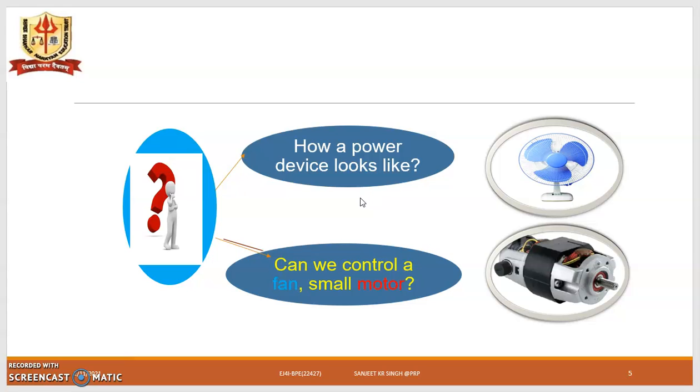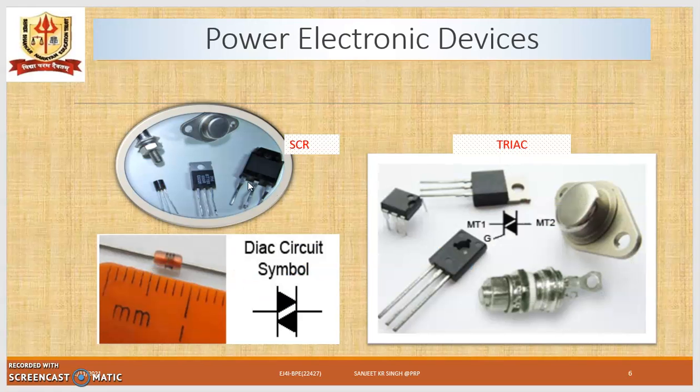Now a question may arise: how does the power device look, and how can we control a fan or a motor with the help of a power device? So here we have the power device images, some of them being SCR and triac, and the diac that is used to provide the bidirectional triggering pulse for the triac. These are the different packages of the SCR and triac respectively.